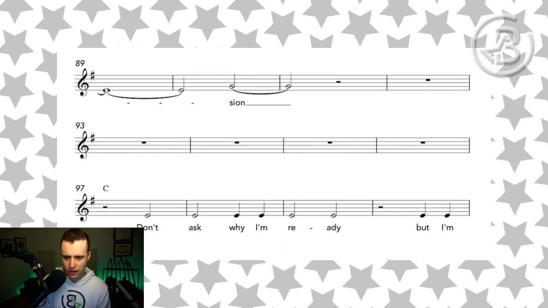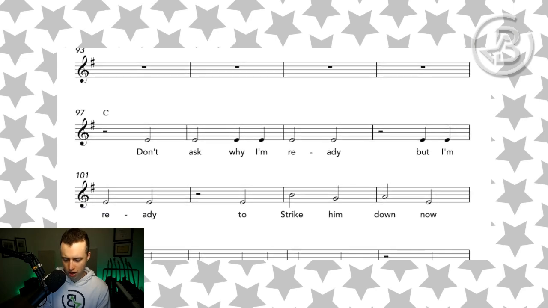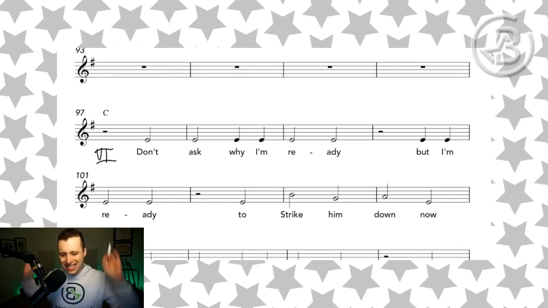Okay, now here's where things really start to change, and this is what I want to point out. In 97, we have 6. This is the first time we've had a C chord in this song. And what's happening, as you see, don't ask why I'm ready, but I'm ready to strike him down now. This is the same exact melody we had all the way back from the very first 8 measures. Copied, pasted here. Same notes, same rhythm.